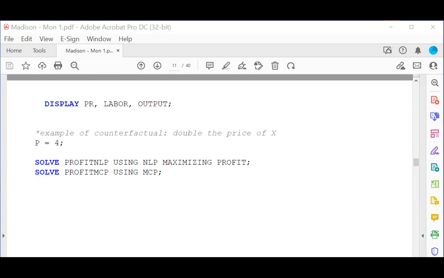So this model, when you open GAMS Studio, it opens directly into the editor, and you can change things if you want, add to the model or change values. And then this tiny little green arrow up here is the run arrow.